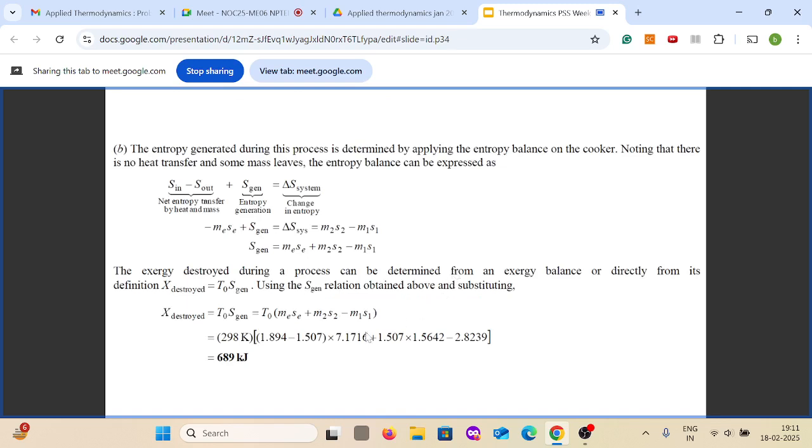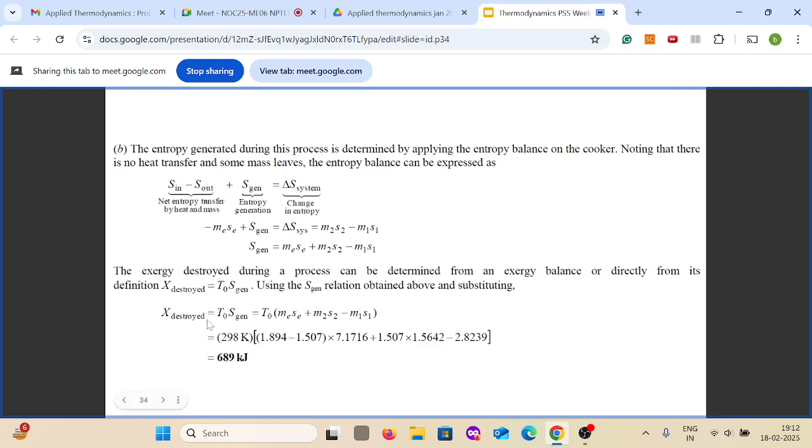So during this process the entropy generated is S in minus S out plus S generated equals the entropy change in the system. So entropy in is 0, entropy exit is m dot Se, plus entropy generated, equals the entropy change in the system, which is m2 S2 minus m1 S1. So this is what we get.